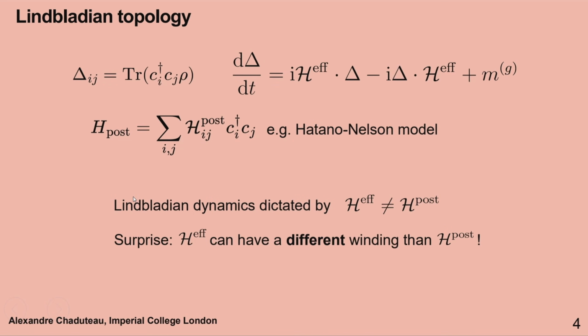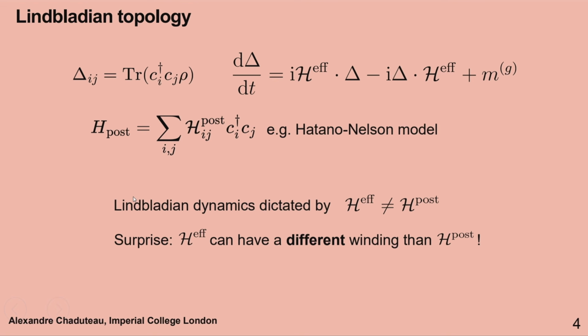Okay, now we ask, well, what about Lindblad topology? So in order to study topology, we mean the skin effect here, which is dictated by the density evolution. So we define the correlation matrix Δ_ij, where i and j are site labels, which is the trace of c†_i c_j ρ.